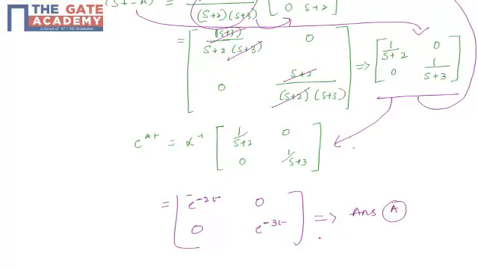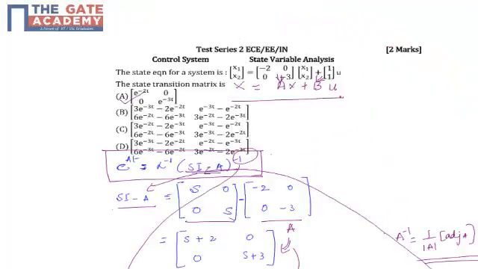So from this question we have learned how to find out the state transition matrix for the given system, which is of this form: x dot is equal to A into x plus B into U, and how to find out the inverse of this matrix. Thank you.